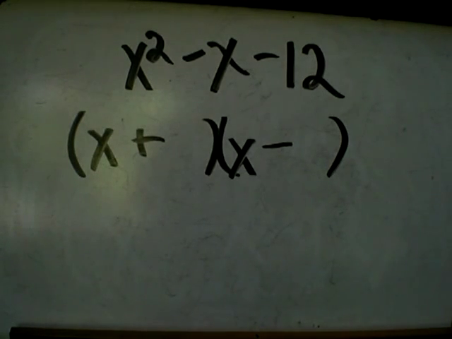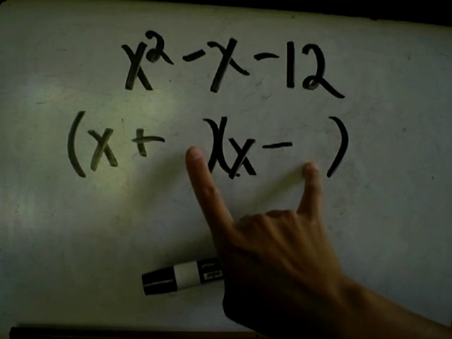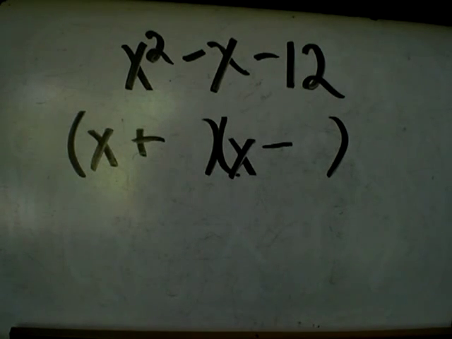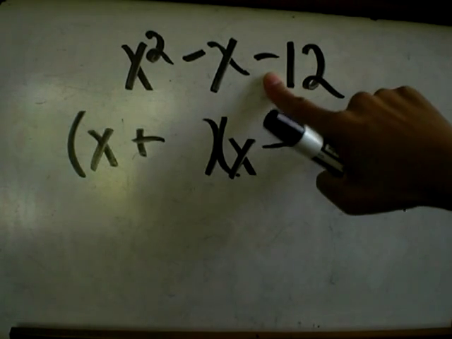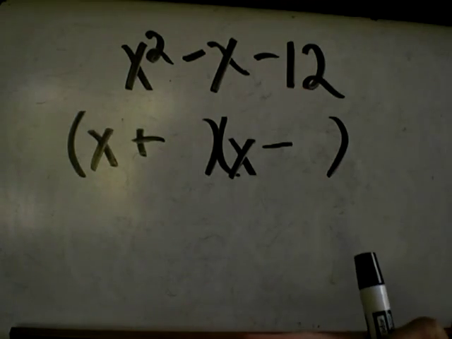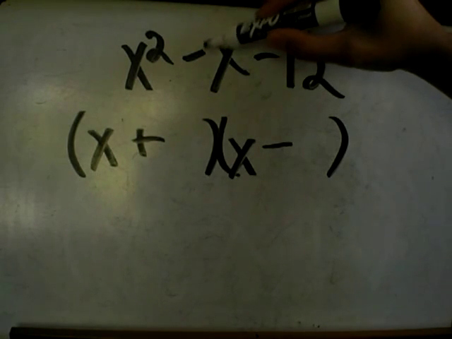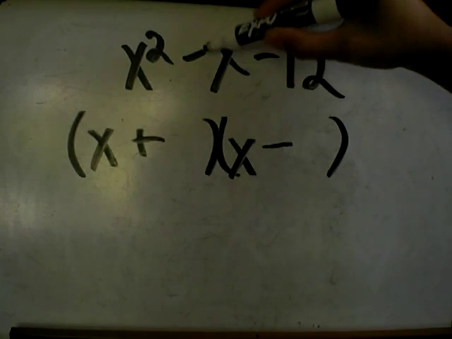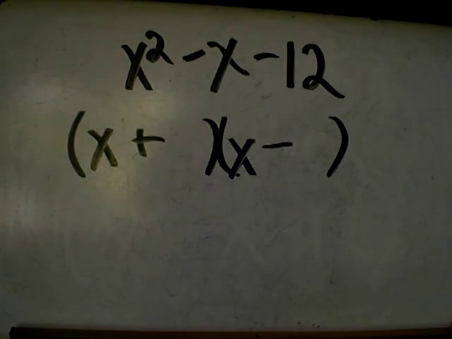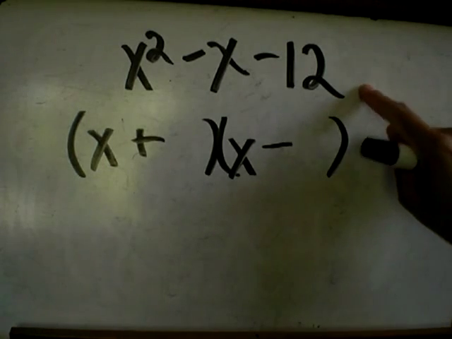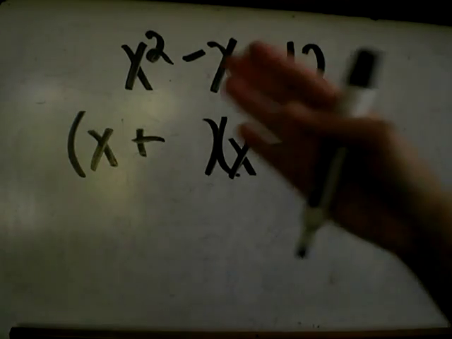Now we just have to figure out what we are plugging in here. Just like in the last section, you have to think of two integers where if you multiply them, you'll get negative 12, and when you add them, you'll get negative 1. Remember, there's a little invisible 1 right in here, so it's a negative 1. When you multiply them, you get negative 12, but when you add them, you get negative 1.